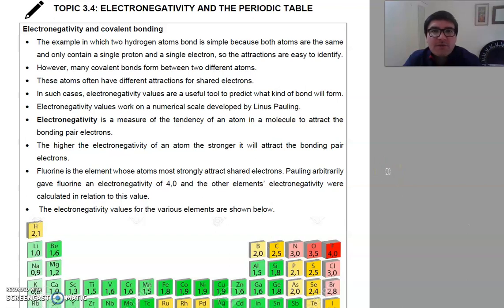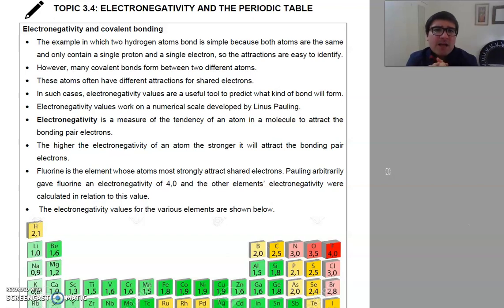Hi guys, so this is lesson 4 on chemical bonding, and in this lesson we will be talking about electronegativity in the periodic table. Now in the previous lesson we looked at covalent bond formation and we looked at simple molecules like hydrogen, oxygen and nitrogen. We specifically looked at an example of hydrogen atoms coming together to form a molecular orbital and subsequently a covalent bond. Now, these examples are quite simple because both hydrogen atoms are the same, and therefore the attractive forces that they will exert on their shared electrons will be the same.